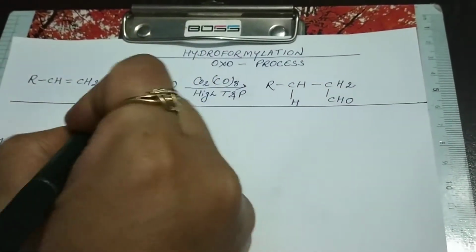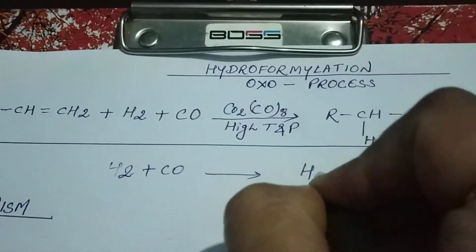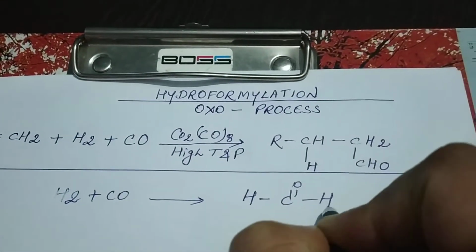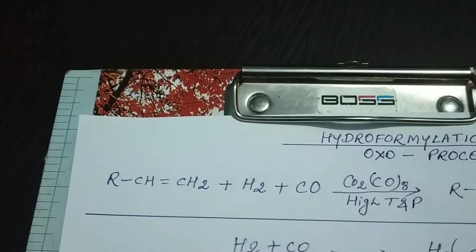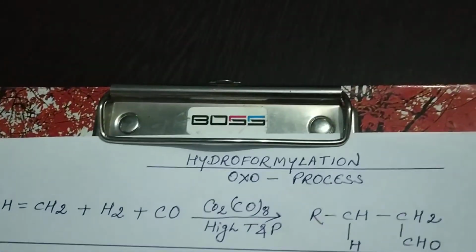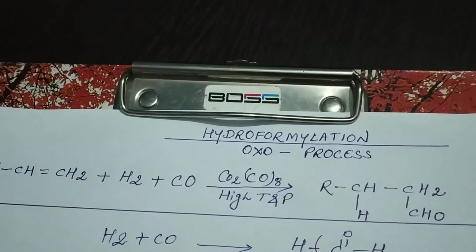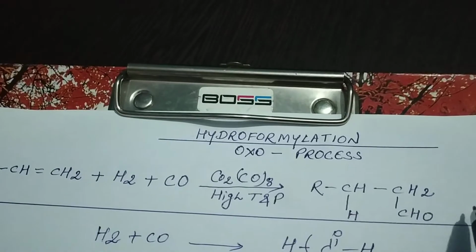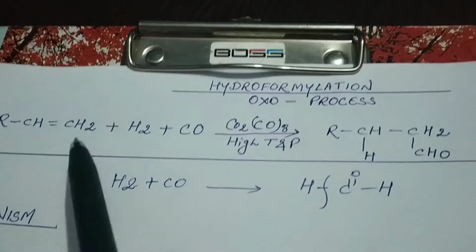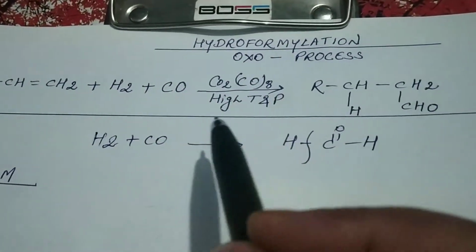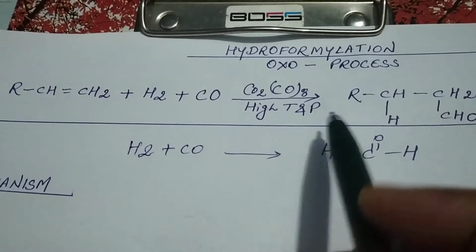And if we combine these two gases, then formaldehyde is formed. That's why it is called hydroformylation. It also favors the anti-Markovnikov rule because the aldehyde group goes to the carbon which has the maximum number of hydrogens. The temperature range for this reaction is 150 to 180 degrees centigrade and the pressure is 200 to 400 atmospheres.